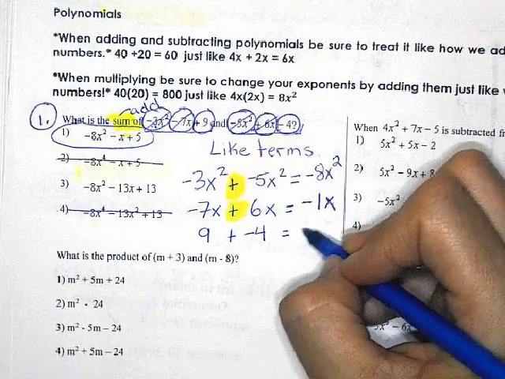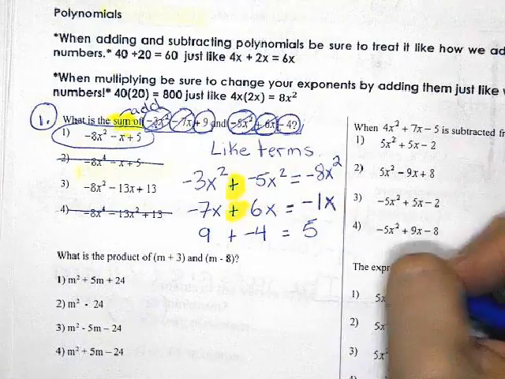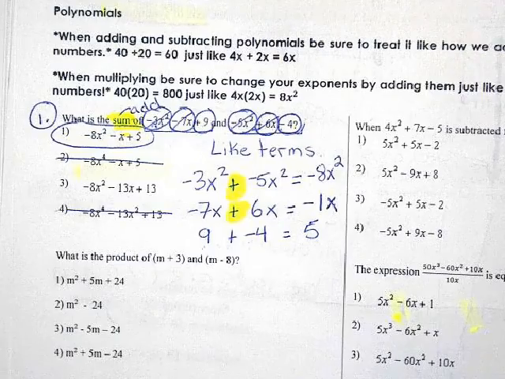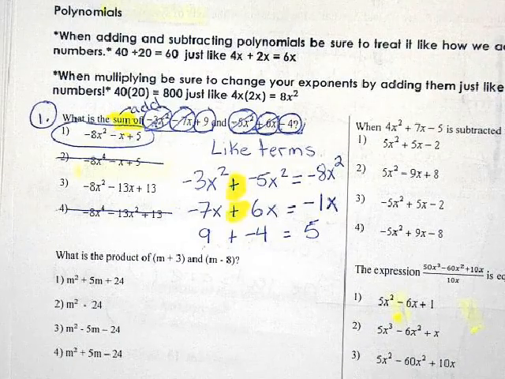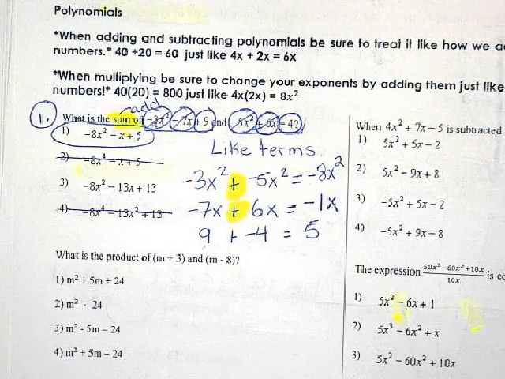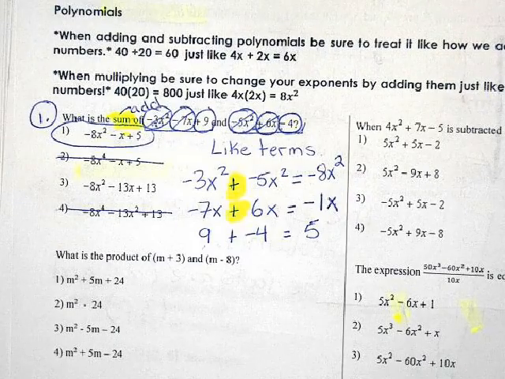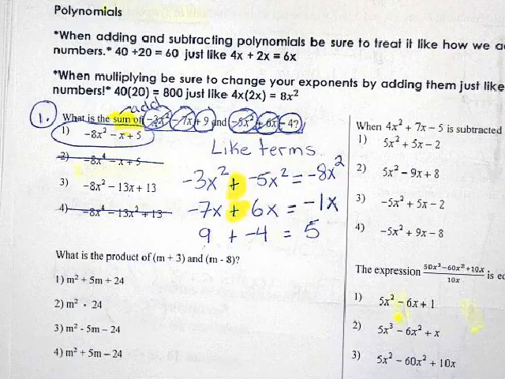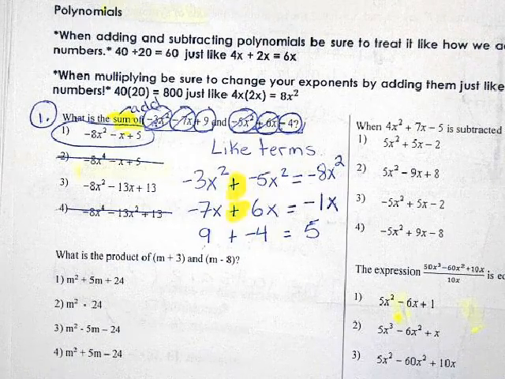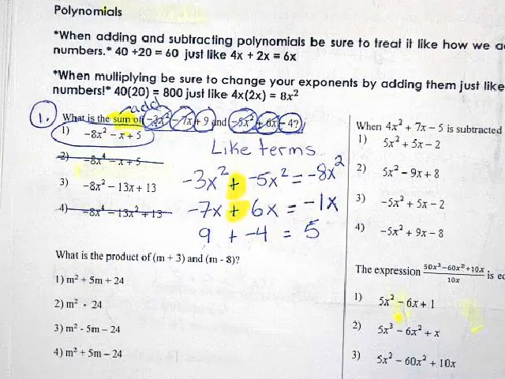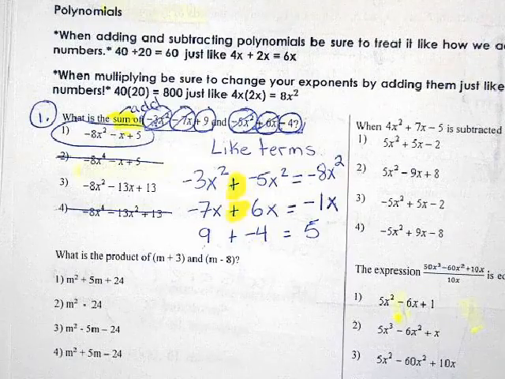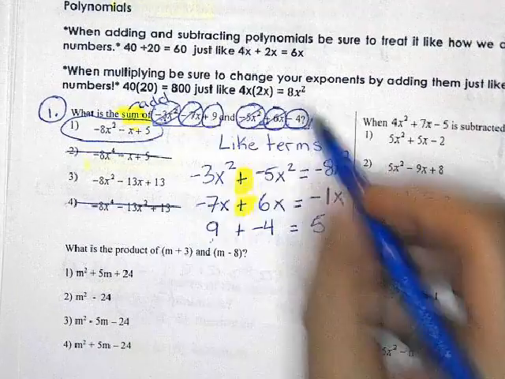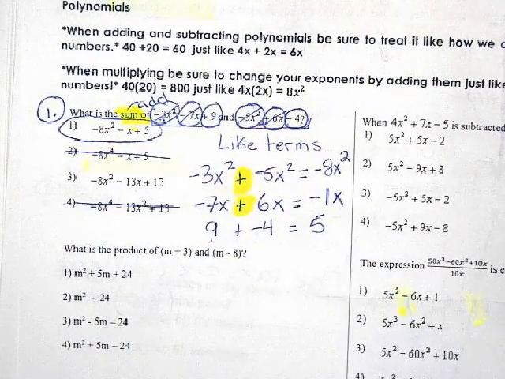But yes, this will come out to be a positive 5 if I do 9 plus a negative 4. All right, that's a negative plus a positive. A negative plus a positive is sometimes a negative, sometimes a positive. It depends on which one you have more of. All right, so that's how we add polynomials, by like terms.